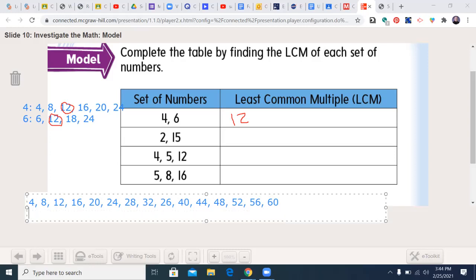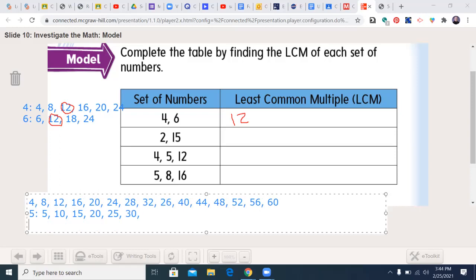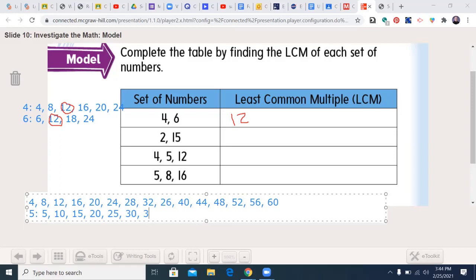So let's look at the 5s. 5s are a little bit easier. They always end in a 5 or a 10. 5, 10, 15, 20, 25, 30, 35, 40, 45, 50, 55, 60. Oh, I'm starting to see one. I've got a few in this set. I've got a 20, and I have a 60.